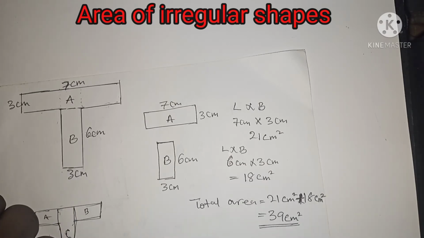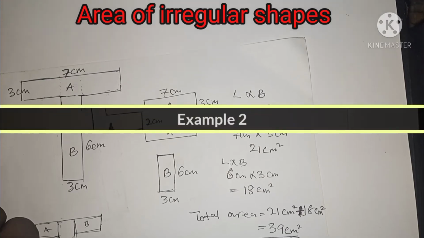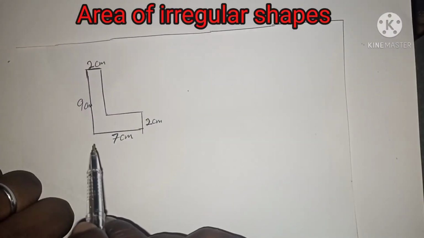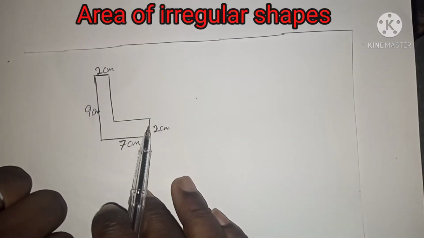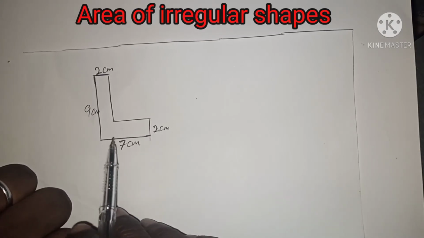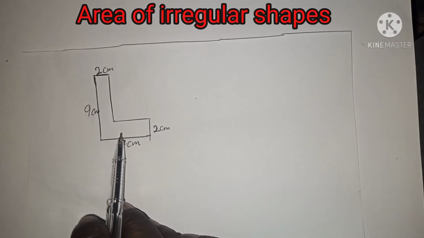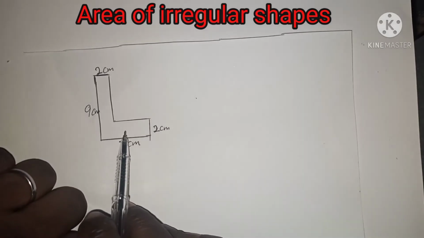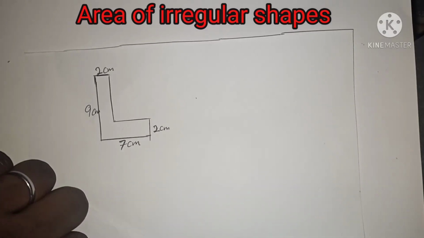Let us look at another example for better understanding. Now let us find the area of this irregular shape. But before we go about this, we need to find the missing sides. Or let us do this first. Let us divide it into regular shapes, then we'll now find the missing sides.